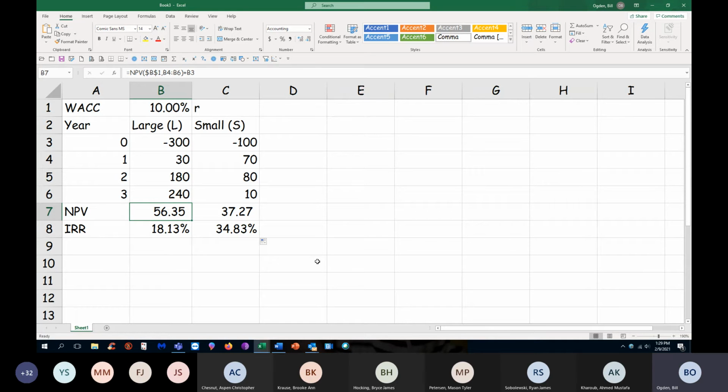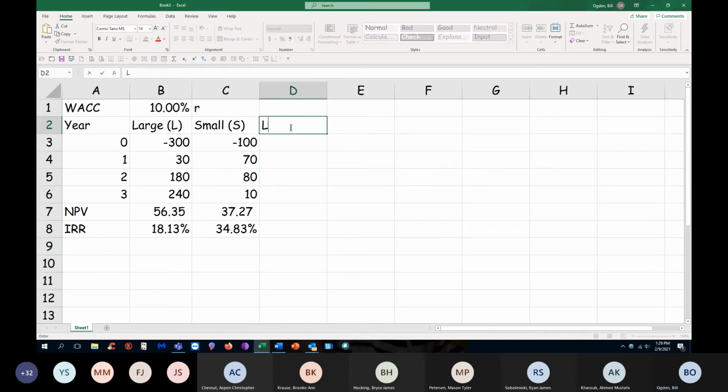All right, now let's continue onward here. What I'd like to do next is let's create a third column. And we're going to subtract the cash flows of the small project from the large project. So let's do that.